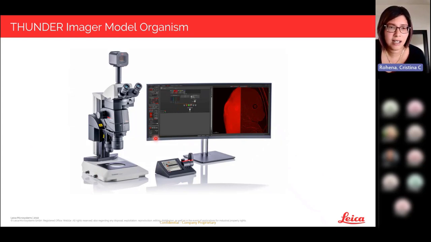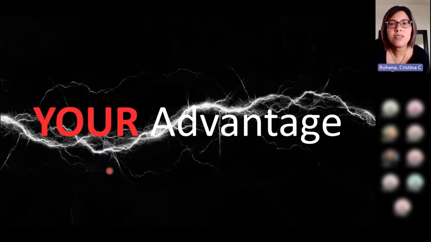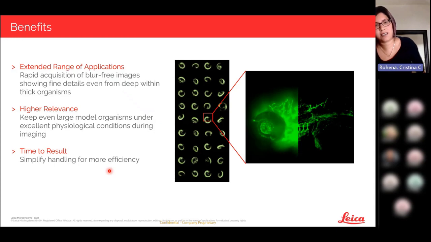This Model Organism system, shown here and based on that M205 fluorescent stereo, can be customized to suit your particular needs in terms of visualization of model organisms, and even the addition of motorized stages and environmental control if you choose to do live imaging of your whole organisms. So what is your advantage, really? What are your benefits with our Model Organism?